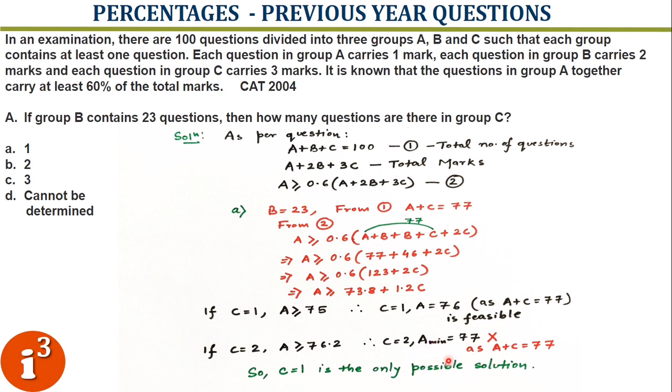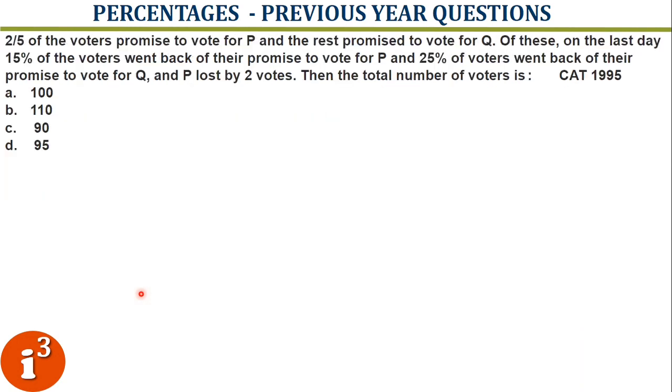For c as 3, the value of a will further increase. So the only answer possible for c is 1. So c equal to 1 is the only option possible. This is more of an analytical problem type. Okay, let's see the next question.